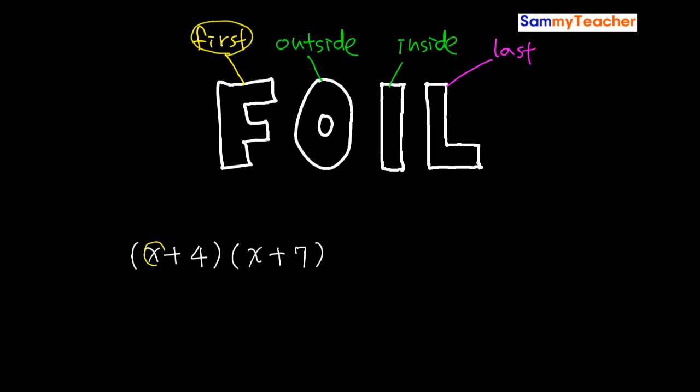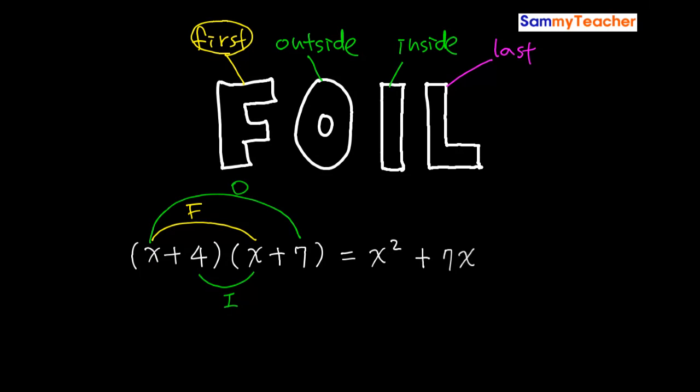We see that x is the first term of this binomial, and x once again is the first term of this binomial. So when we multiply the firsts, it equals x squared. Next, we're going to multiply the terms at the outside. So when we multiply the terms at the outside, 7 times x will be 7x. Now we're going to multiply the terms at the inside, and they multiply to be 4x.